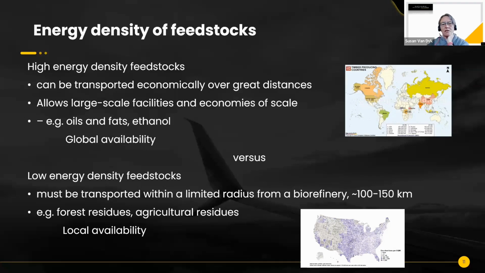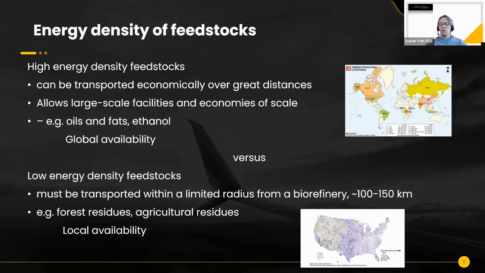But when we look at low energy density feedstocks, such as forest residues and agricultural residues, here we have to look at what is available within the immediate vicinity of where we want to build our SAF facility. I say here 100 to 150 kilometers, but actually you want something less than 100 kilometers, because these have a low energy density. And the reason for that is there's a lot of oxygen in forest residues in the chemistry. And they also have a high water content.